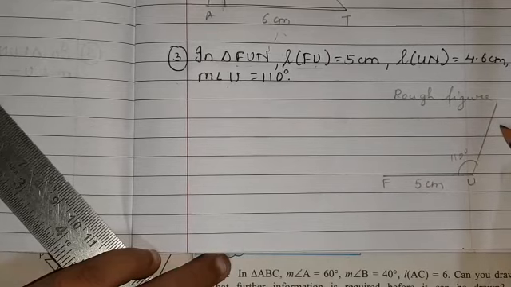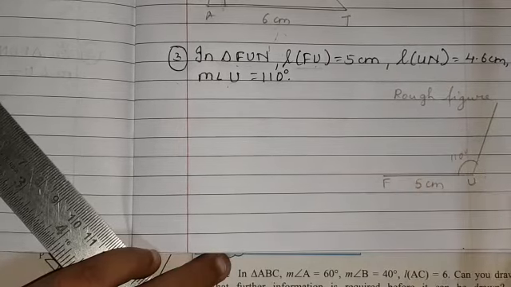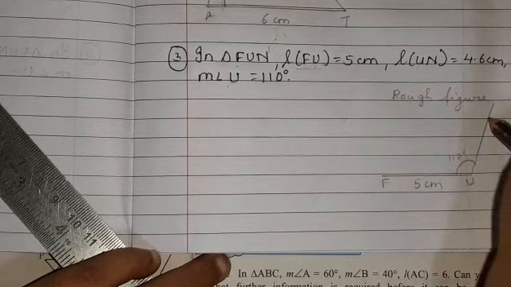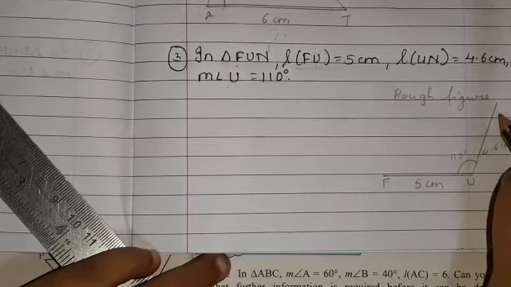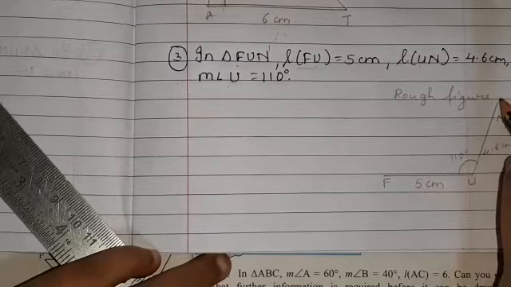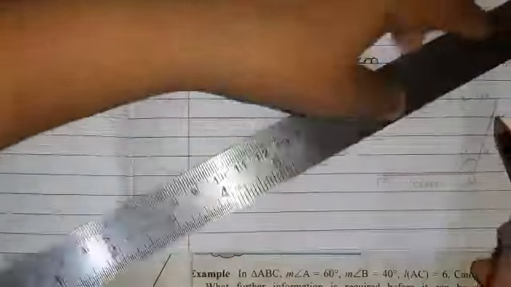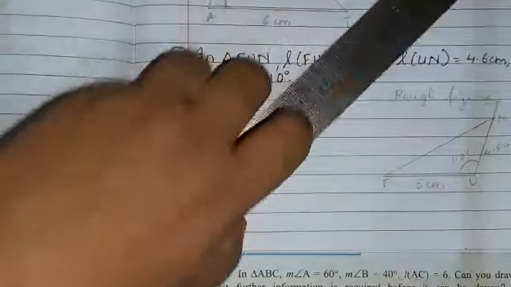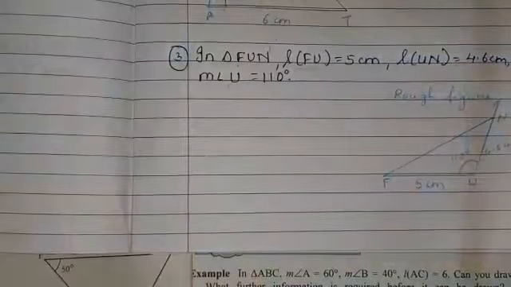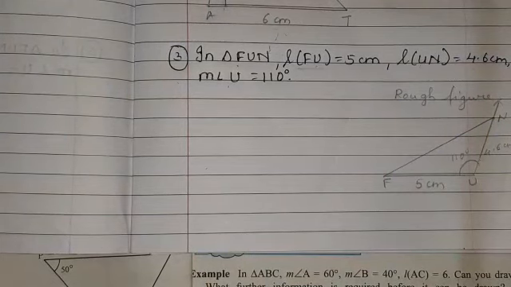The other side we have to find. What is that? 4.6 they have given. So here somewhere we will have 4.6 centimeter. That is UN. Okay, UN will be 4.6. So I will join this N to F. Then I will get my triangle FUN. Did you understand how the rough figure will be? So we have got an idea.